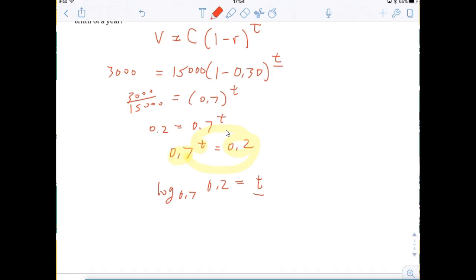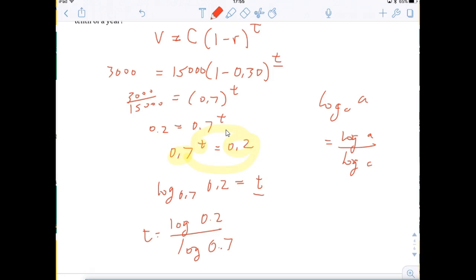Now, of course, the calculator doesn't do base 0.7. But you can rewrite this using the log rules, and you can rewrite this as log of 0.2 divided by log of 0.7, right? There's a log rule that says log base c of a is equal to the log of a divided by the log of c using any base. You can use base 10 or you can use base e, which are the ones that the calculator can do. Okay, so I'm going to show you how to do this on the calculator.